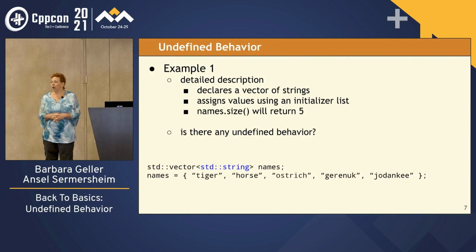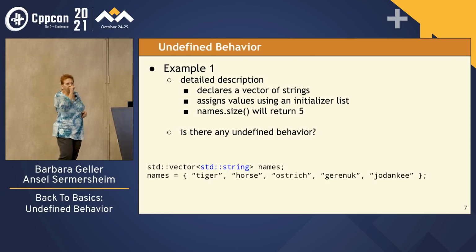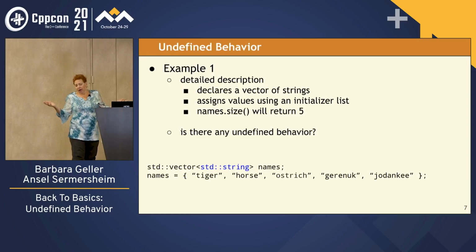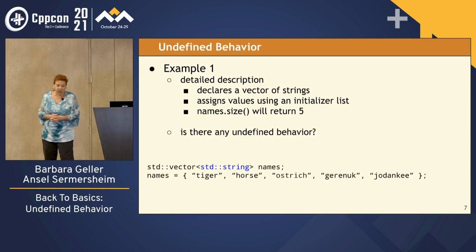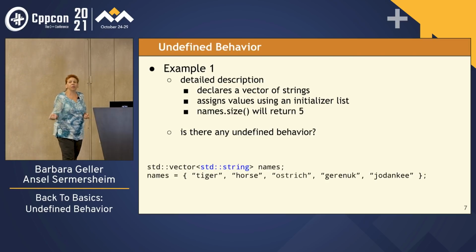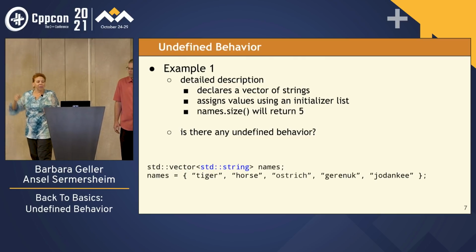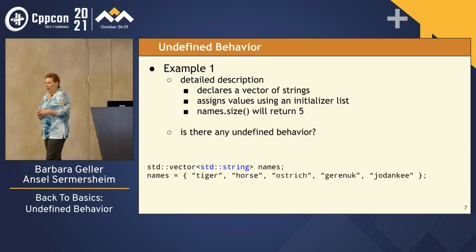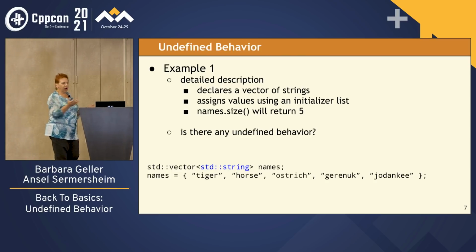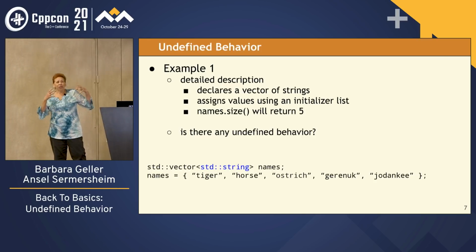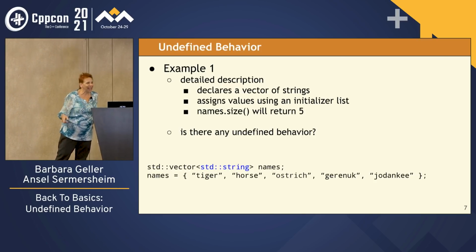So as I'm looking at this, I want to ask, is this undefined behavior in any way, shape, or form? And I look at this and it's like, well, these are strings. I know what a tiger is, a horse, an ostrich. A geronook, in case you're not familiar, is this long-necked antelope, and it means giraffe-necked in Somalia. It's kind of an odd-looking animal. And then we have a jodenki. Now, if you're not familiar with the jodenki, it's a 3-legged animal, really interesting, and it has a vegetarian diet.